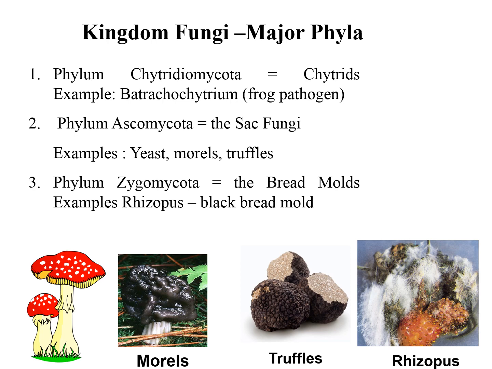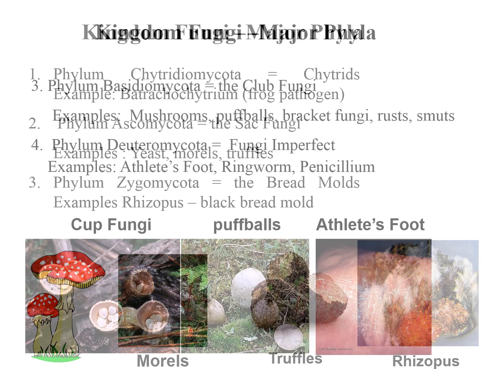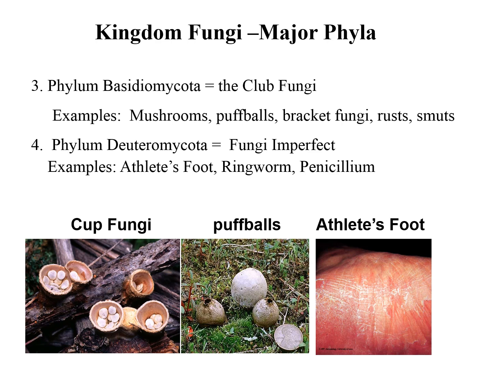Second one is Phylum Ascomycota, which is also called the sac fungi. Phylum Zygomycota, the bread mold. Next is Phylum Basidiomycota or the club fungi. Phylum Deuteromycota or the fungi imperfecti. So let's discuss these phyla in detail.